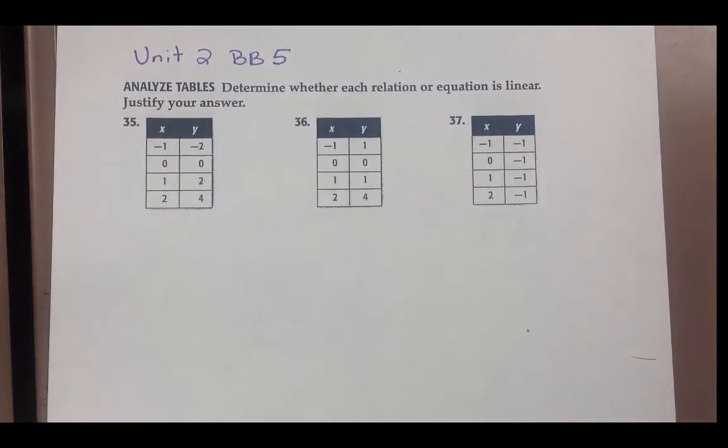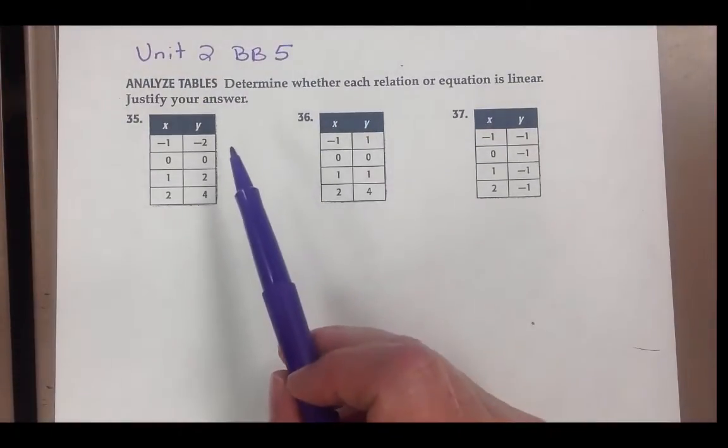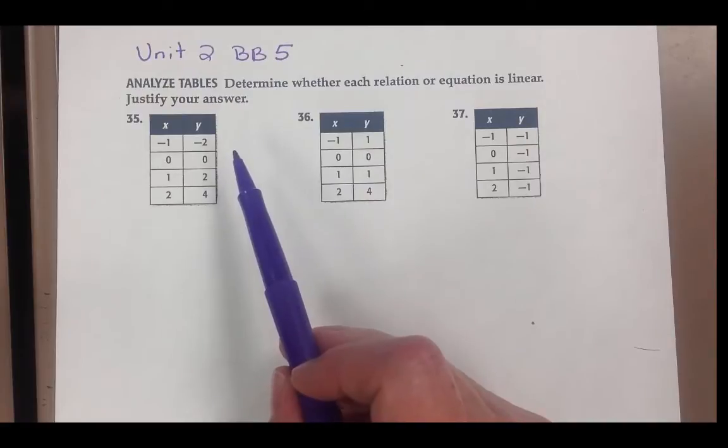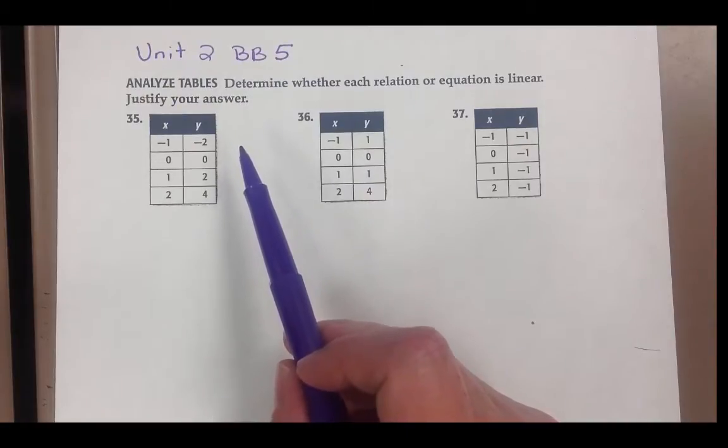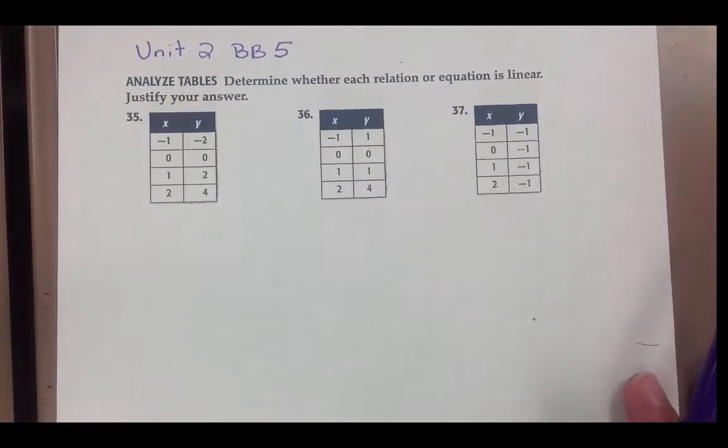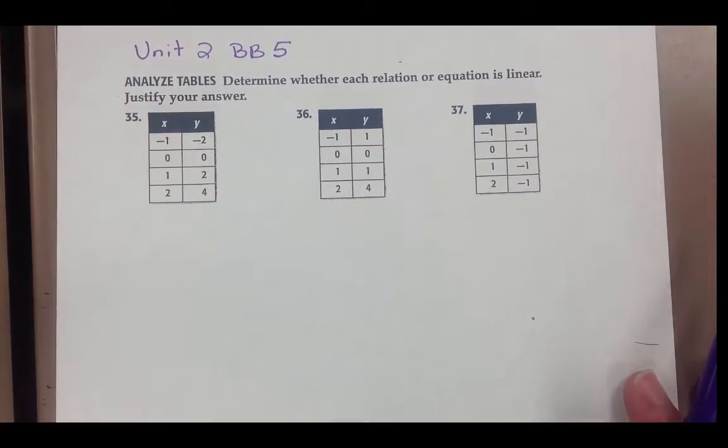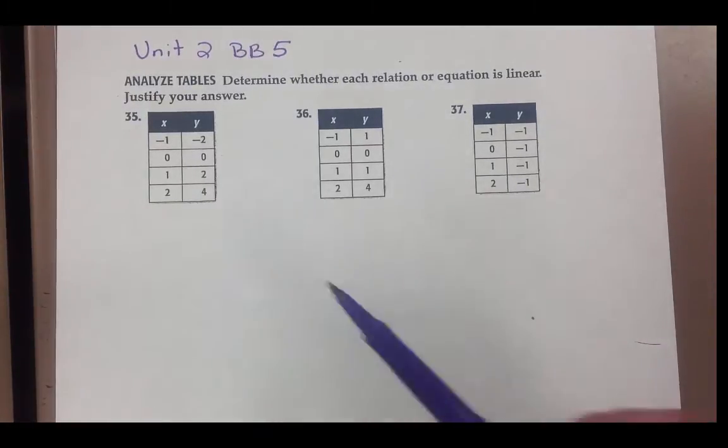In this video, we're going to be looking at the relationship between x and y values in a data table in order to state if the function is linear or nonlinear. So let's look at the first problem. Number 35 says, determine whether each relation or equation is linear. Justify your answers.